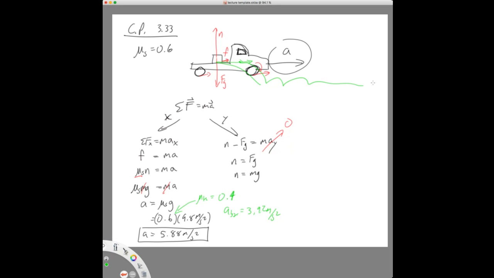Okay, so any questions about this problem? Good. So let's try another problem from the book.